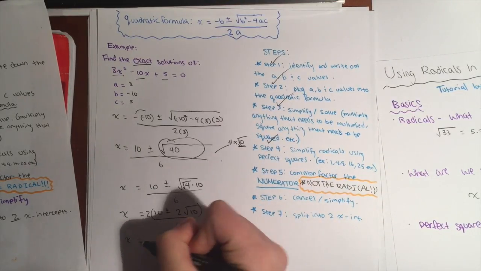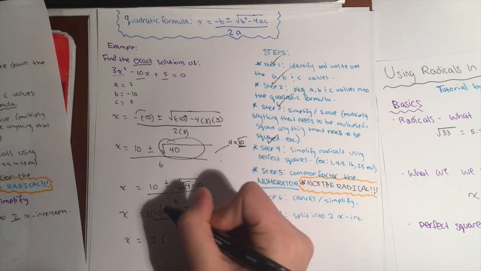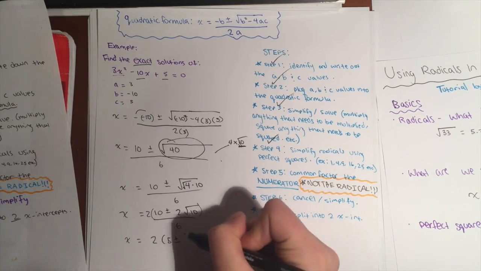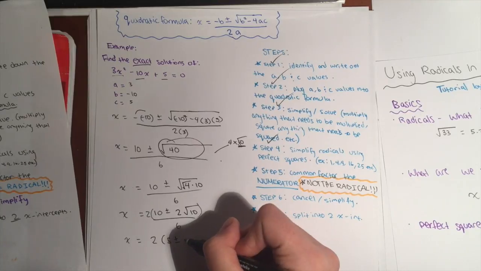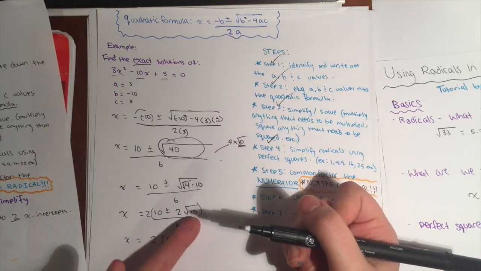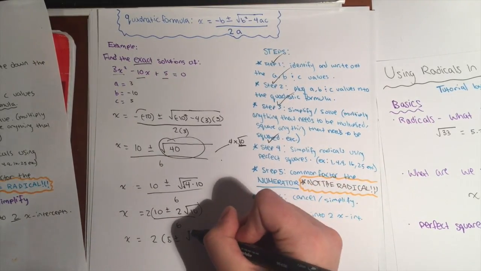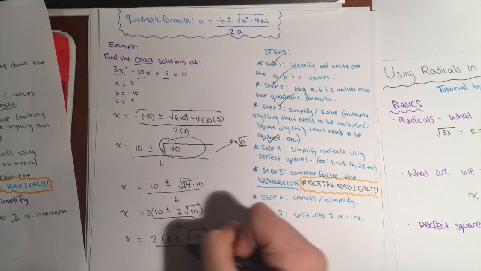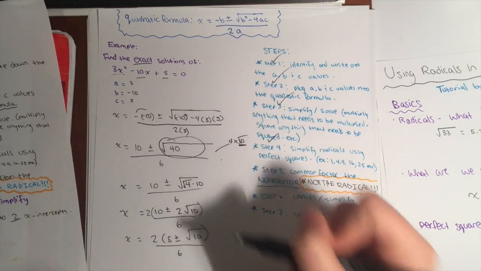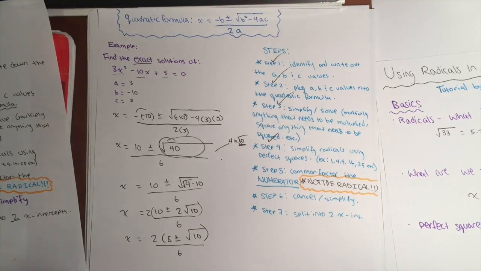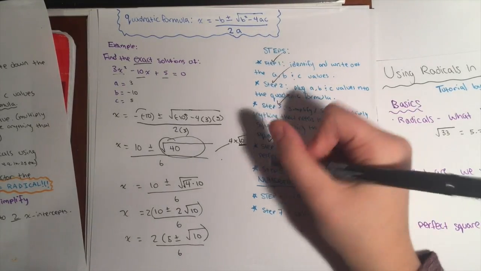So then this is going to be x equals 2 times, 10 divided by 2 is 5, plus and minus root 10, over 6. I could write a 1, but there's technically a 1 attached to this root anyway. We only common factor the numerator, not the denominator, and not the radical. So step 5 is complete.